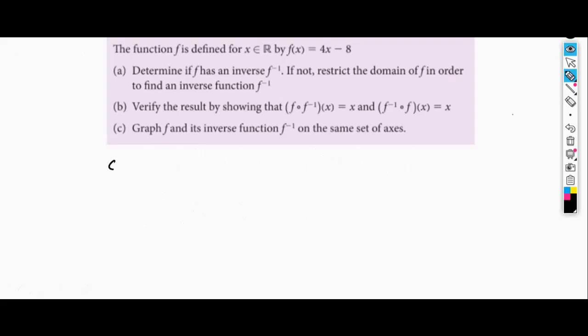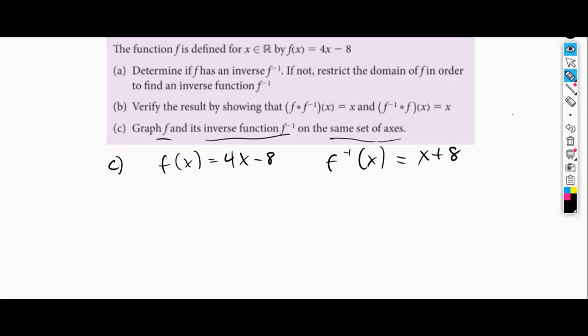Okay, and finally for part C, they ask us to graph f and its inverse function on the same set of axes. We know that f of x is equal to 4x minus 8, and its inverse is x plus 8 over 4. So we're going to graph these on the same set of axes. It's just going to be a quick sketch. So let's do this one first.